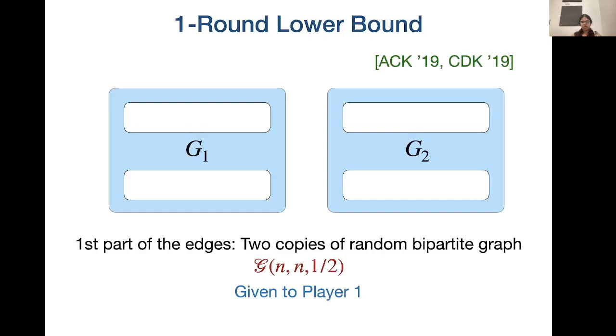Here, the first part of the stream is going to contain two copies of a random bipartite graph. G1 and G2 are the same graph where each edge appears with probability half, and this is given to player 1.